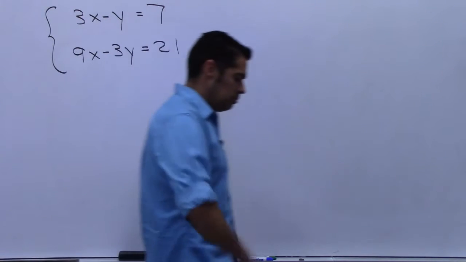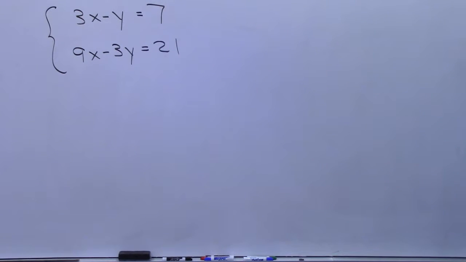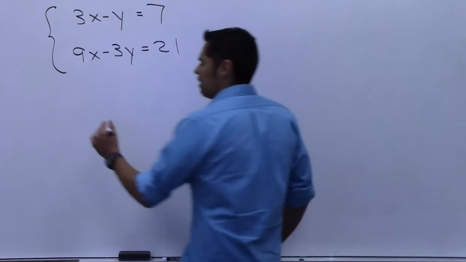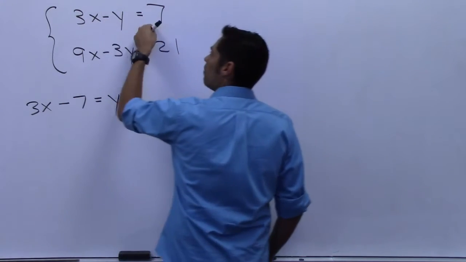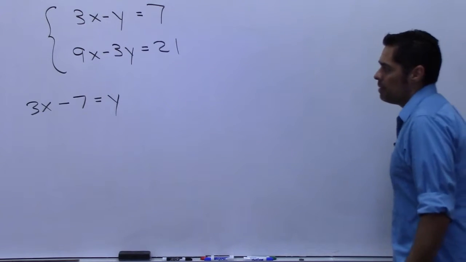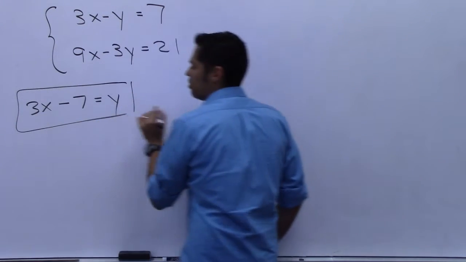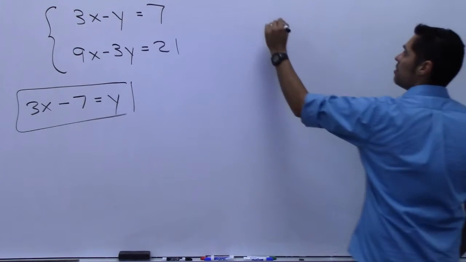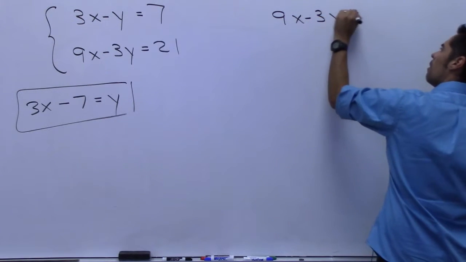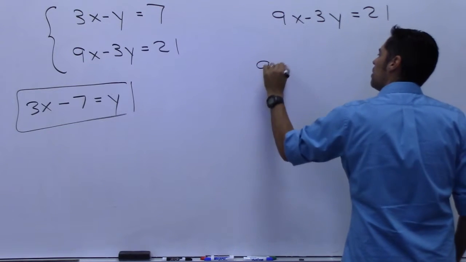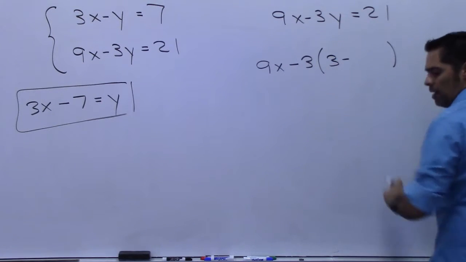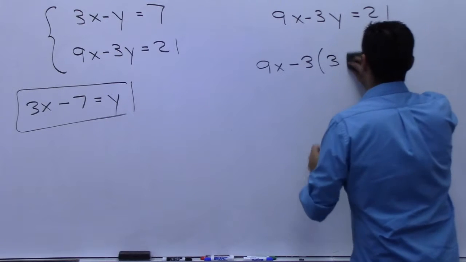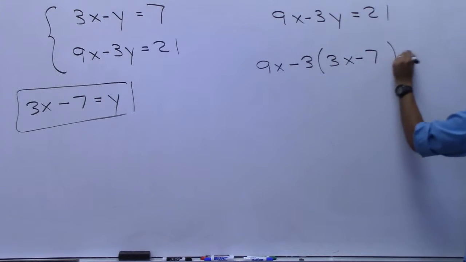Going off of what we did last class, what would you choose to do at this point? Solve for y in the first equation, right? It's probably the easiest thing to do. So taking the first equation, 3x minus 7 equals y. I just move the y to the right, move the 7 over. Is that okay? Now we go to the second equation and we replace that y with 3x minus 7. We make sure it's in parentheses, and then equals 21.